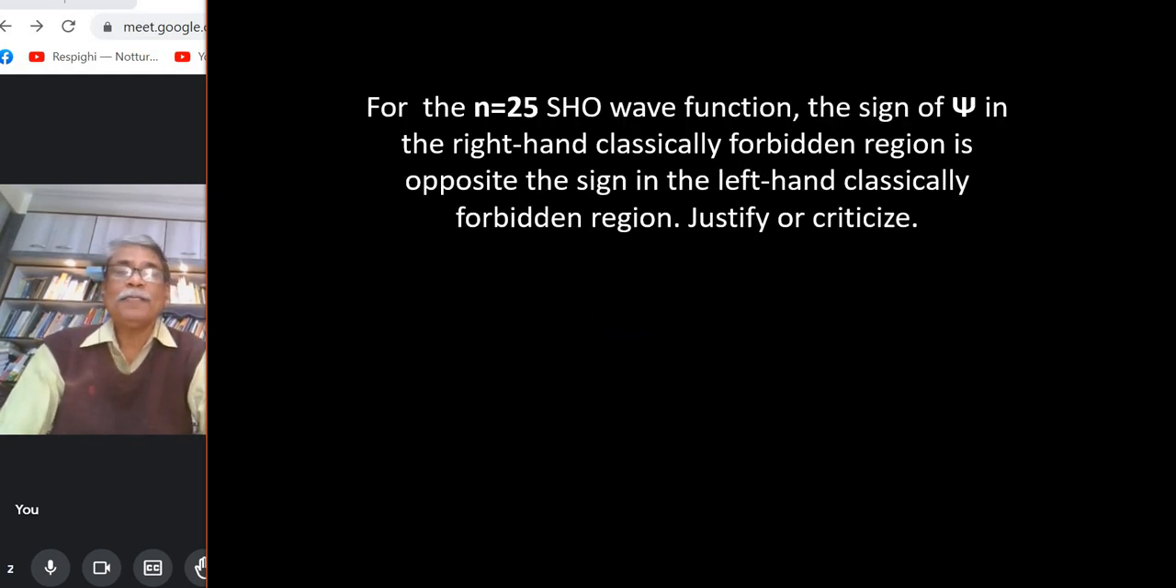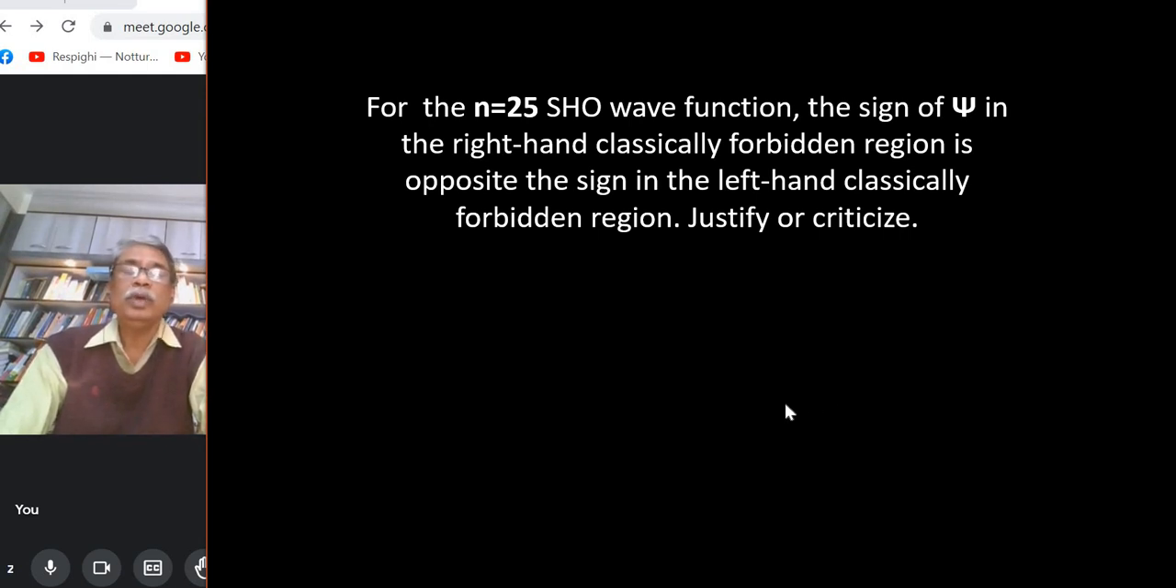From SHO, n equal to 25. So don't get perturbed, suddenly I'm taking 25. The sign of psi in the right hand classically forbidden region is opposite the sign in the left hand classically forbidden region. Justify or criticize. If you carefully see the question, apparently it looks a bit difficult, but it is considering something very preliminary, the odd-even parity of the wave function.